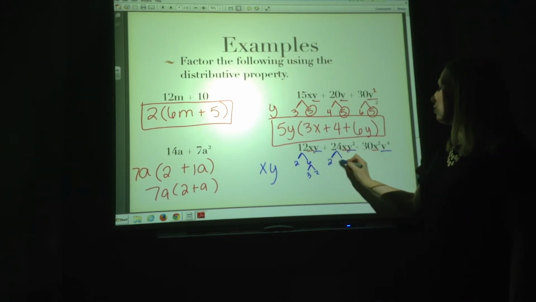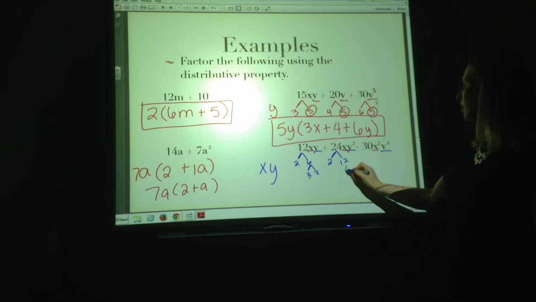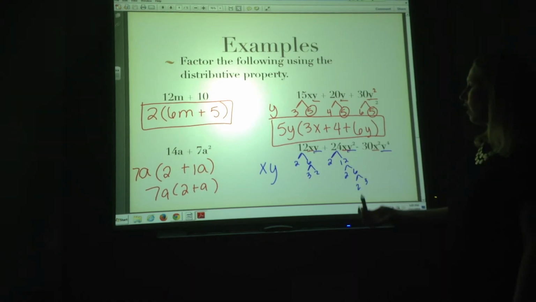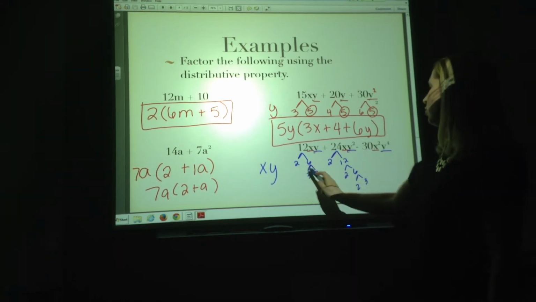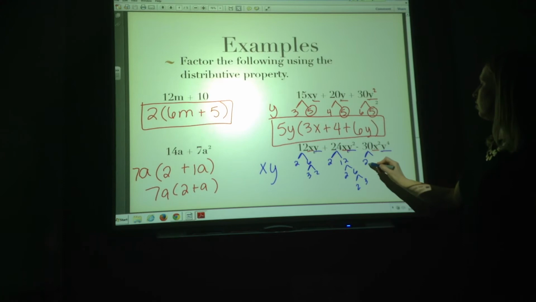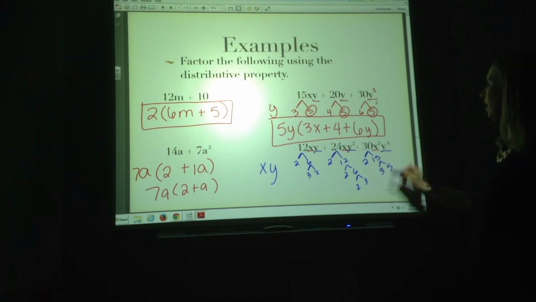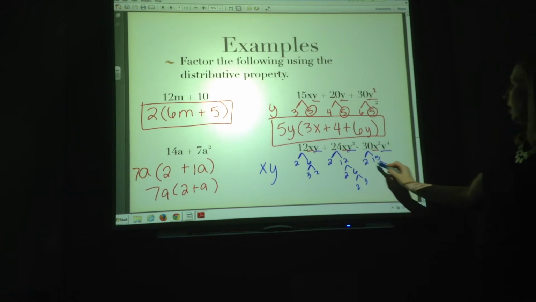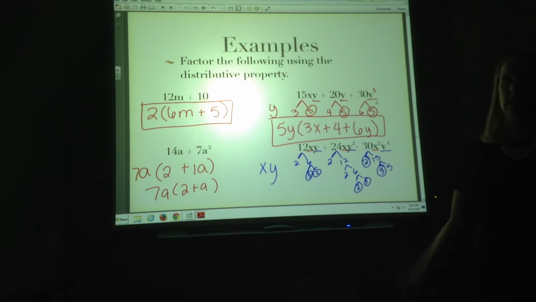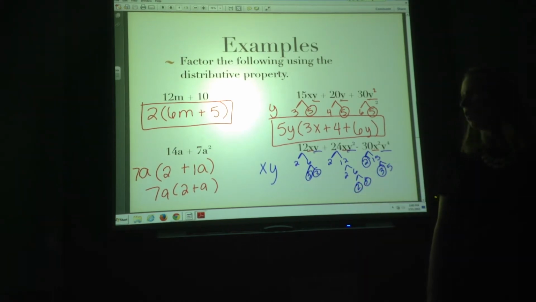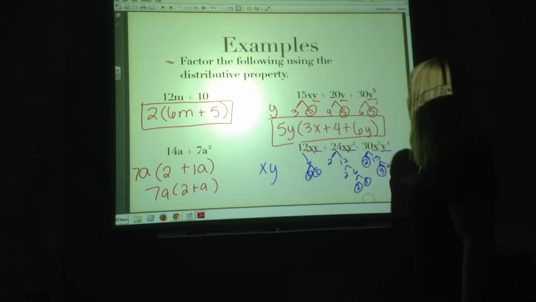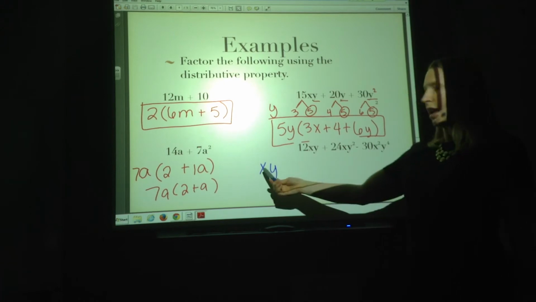24 is 2 times 12, but I could break it down more. 2 times 6, 2 times 3. So far, I know I have a 2 and a 3 matching. Okay, this is 2 times 15, 3 times 5. So I have a 2 and a 3, a 2 and a 3, a 2 and a 3, and that's the only thing. So 2 times 3 is 6. I know I can pull out a 6. 6 will go into 12, 24, and 30. So I know I'm pulling out an xy.